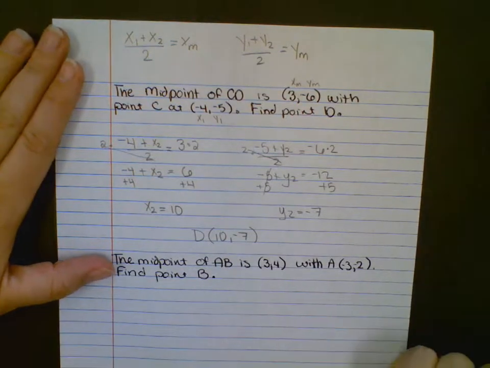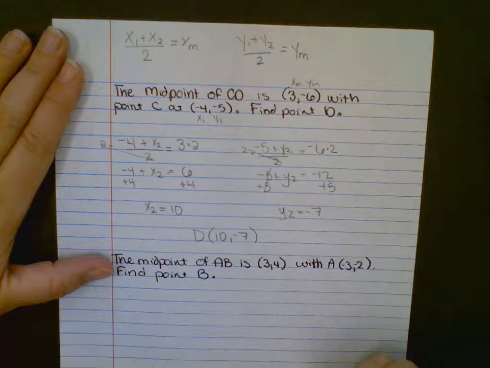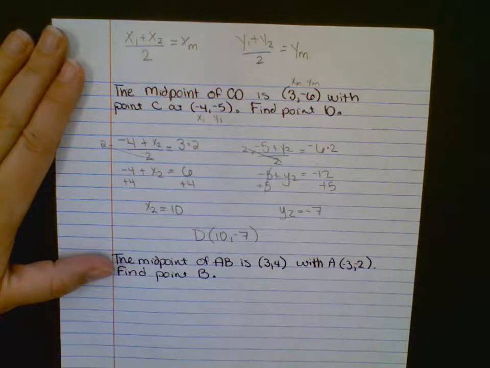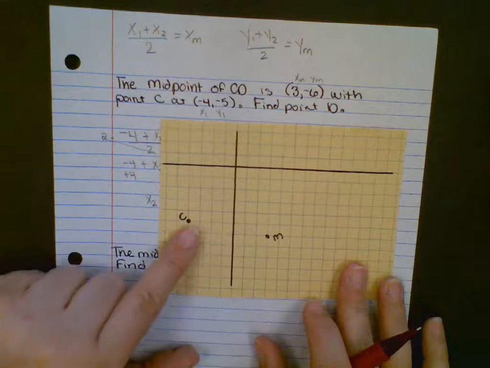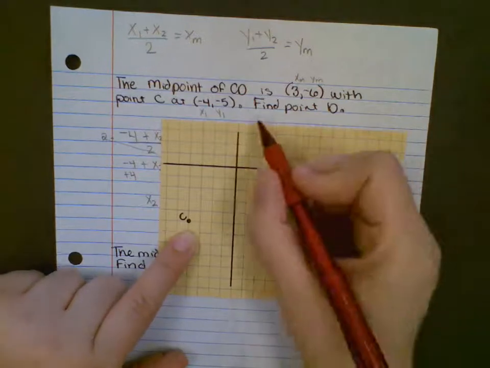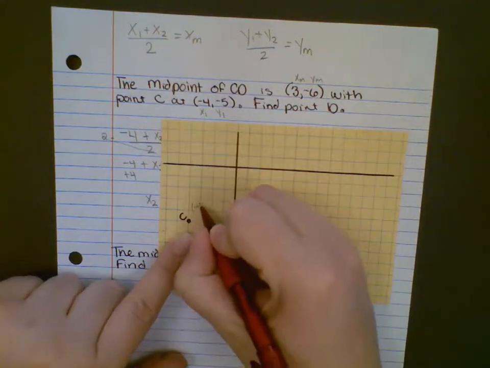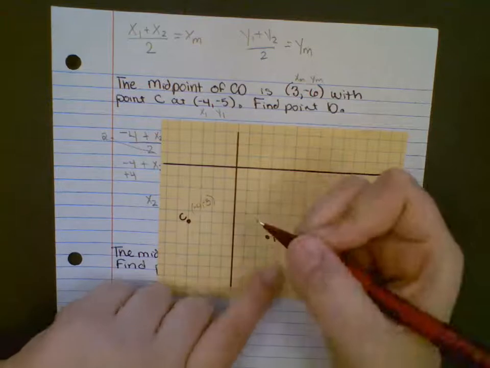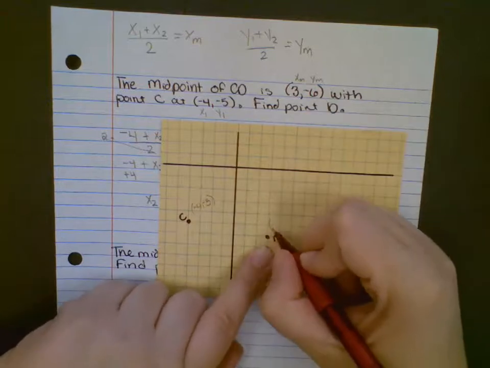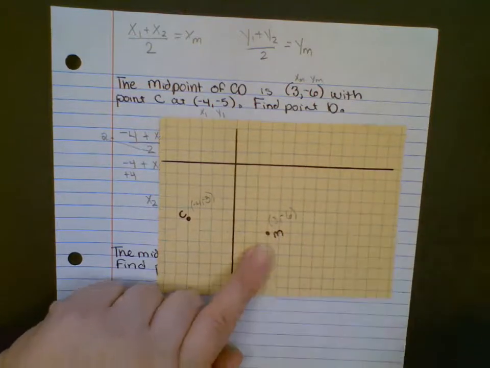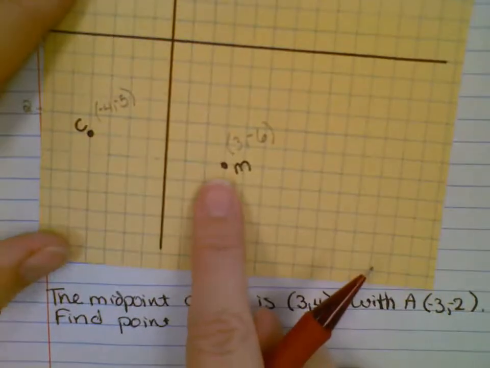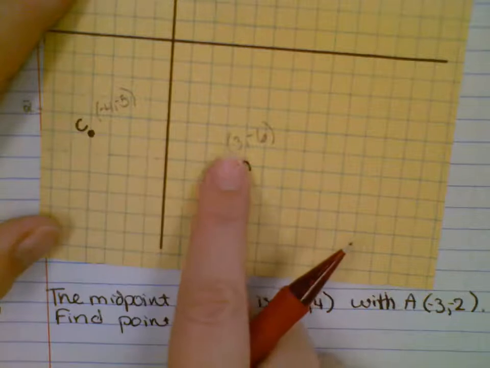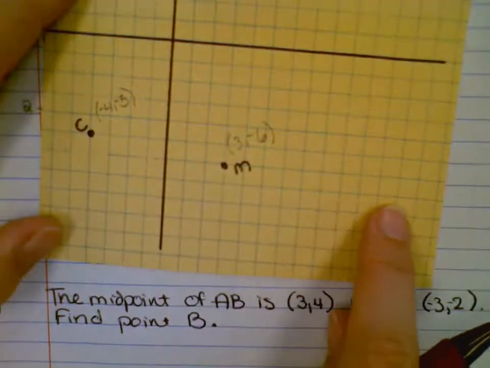Okay, so if you didn't like using the formula to solve this, there is another way, and that's using a graph. Okay, so I made a graph of those points. So here's our point C at negative 4, negative 5. And our point M, our midpoint, is at 3, negative 6. So what we're looking for is our point D. So since we know that M is exactly in the middle, we can use the slope between those 2 points to find where point D is going to be.